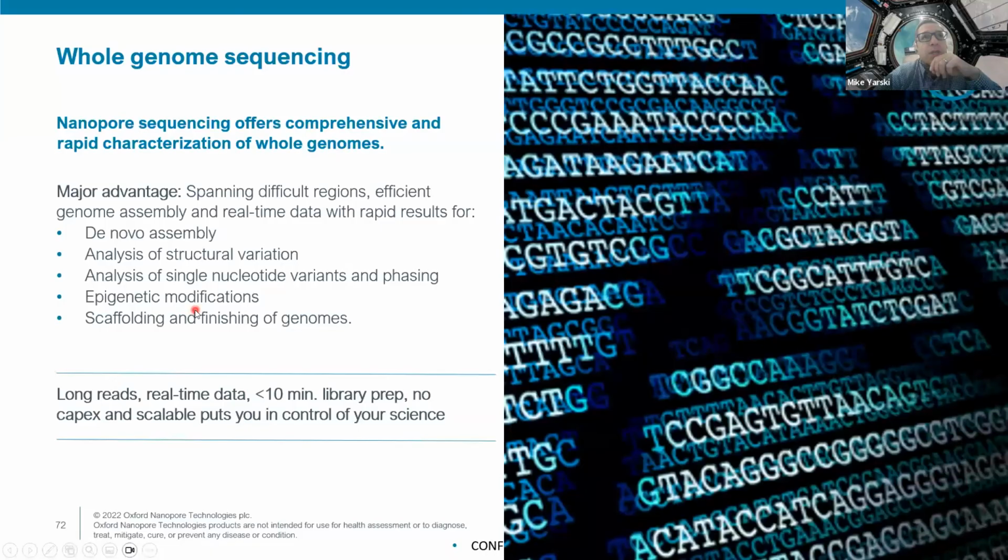Now, in summary, Nanopore has been fantastic for whole genome sequencing, as you saw today. It's great for de novo assembly. It's great for structural variation. You can even phase that. You can also phase the methylome. It's great for epigenetic methylation. It's great for scaffolding and finishing genomes. You no longer have to do hybrid short and long read. If you've already got short read, you can always just add the long read to finish it off.